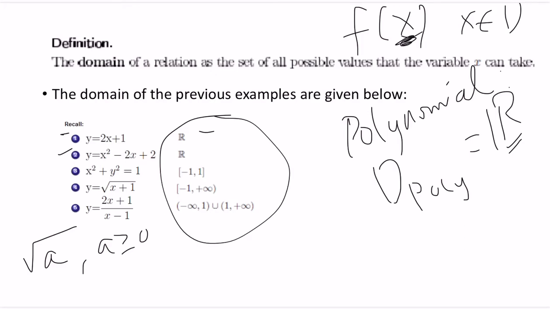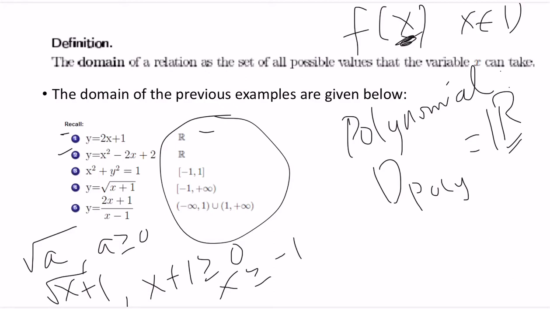So from number 4, square root of x plus 1. In order for this to be defined, x plus 1 must be greater than or equal to 0. Solving for x, x is greater than or equal to -1. Writing this in interval notation, we start with -1 to positive infinity. That is for number 4.